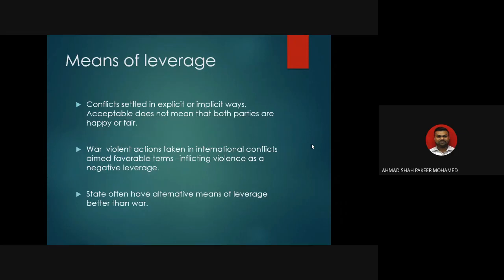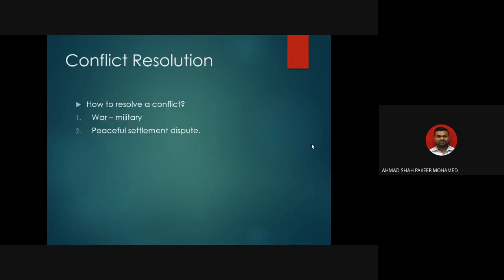So, means of leverage: a conflict is settled in explicit or implicit ways. Acceptable does not mean that both parties are happy or that it is fair. So war is violent action taken in an international conflict aiming for favorable terms, implying violence as a negative leverage. States often have alternative means of leverage better than war. Okay, this is conflict resolution. How to resolve conflict? You hear that a lot of conflict occurs in the world. How?